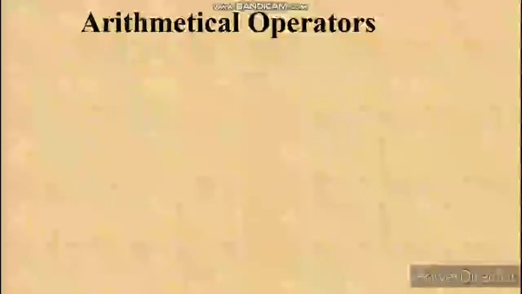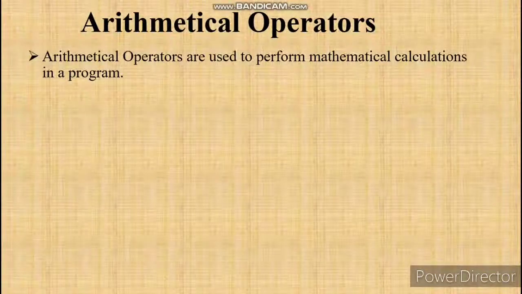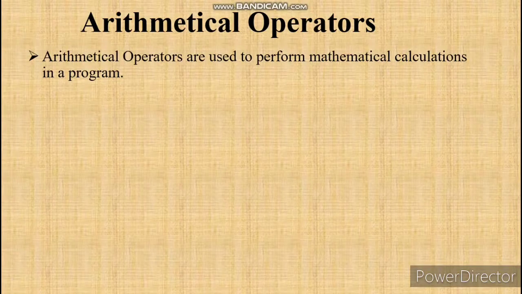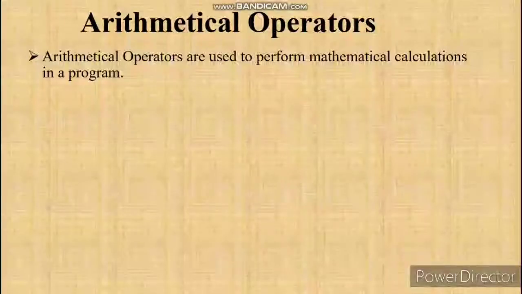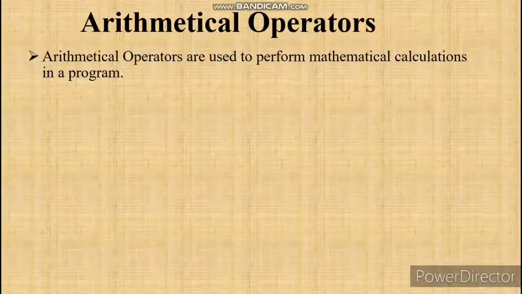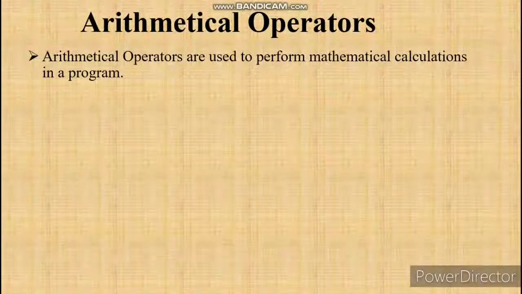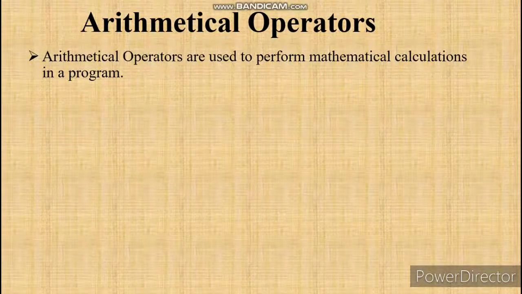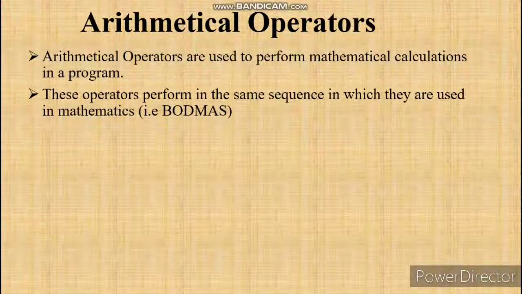The first operator is arithmetical operators. What are arithmetical operators? Arithmetical operators are used to perform mathematical calculation in a program. These operators are used to perform mathematical calculation, just like plus, minus, multiply, divide, etc. These operators perform in the same sequence in which they are used in mathematics.